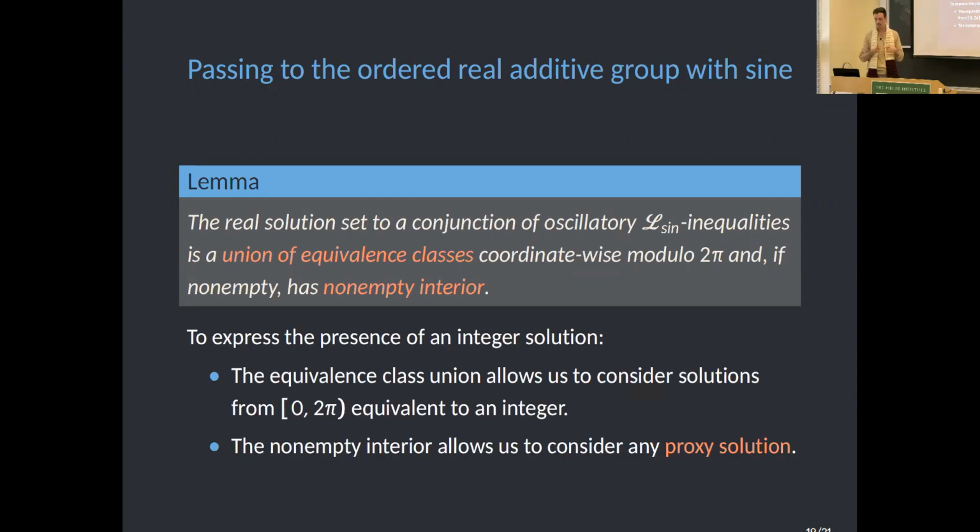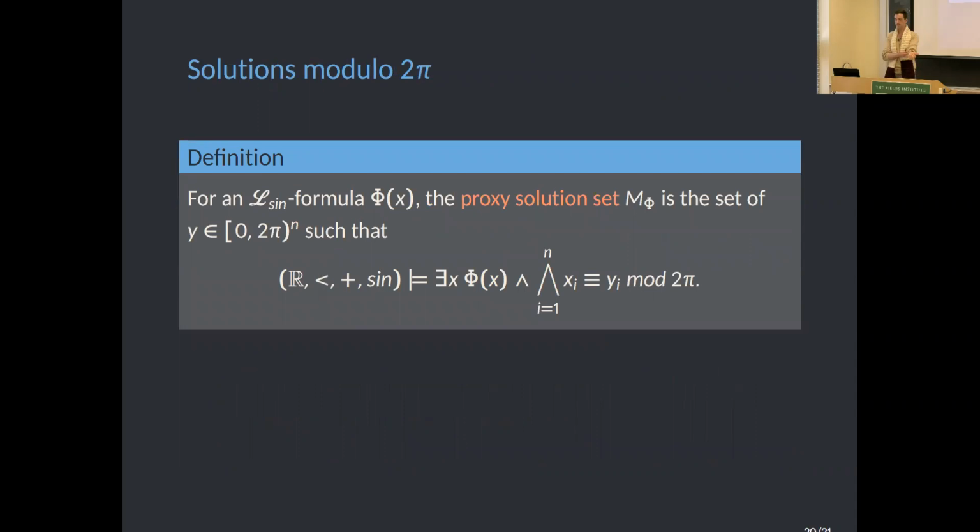Okay, and so what these do for us is say, if we're looking for an integer solution to this conjunction, the fact that the solution set is a union of equivalence classes mod 2 pi means we can just look within the interval 0 to 2 pi for a solution. And then the non-empty interior says that not only can we look at class representatives in 0 to 2 pi whose class contains some integer tuple, because the real solution set has non-empty interior, we can look at any what we call proxy solution, i.e. it doesn't need to be equivalent to some integer tuple mod 2 pi. And that's where we get this term that I mentioned at the beginning when we looked at the diagram, the proxy solution set.